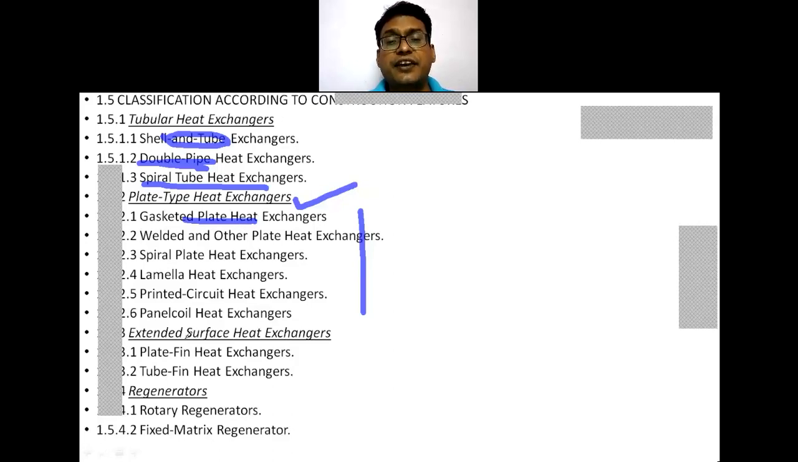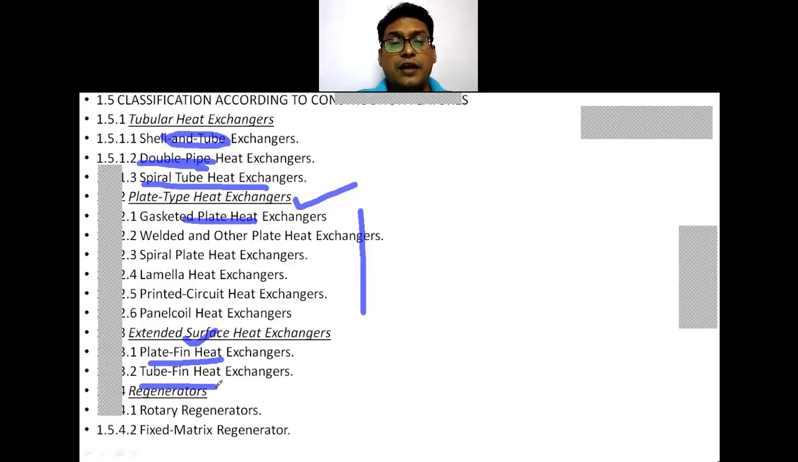Next is the extended surface heat exchangers. So in this extended fin surface exchangers, extended surface, that means fins are provided, extra surface that is provided to the main body of a heat exchanger, main body of the tubes. So these are the plate fin heat exchangers and tube fin heat exchangers. In that there are further subcategories also.